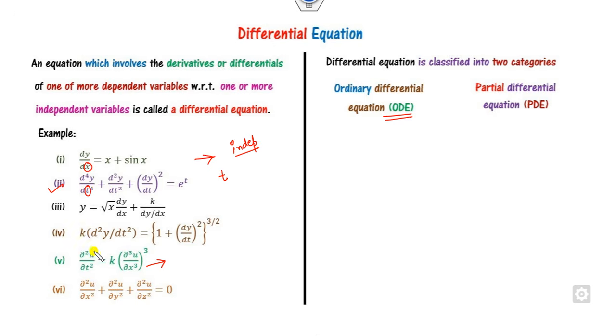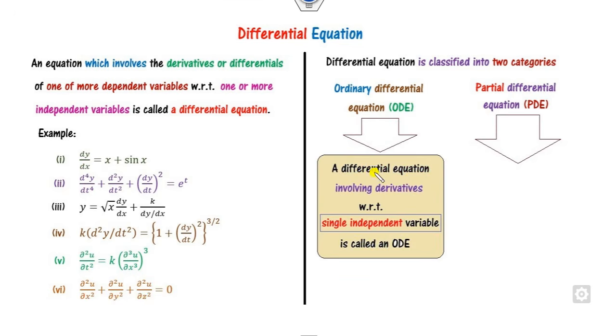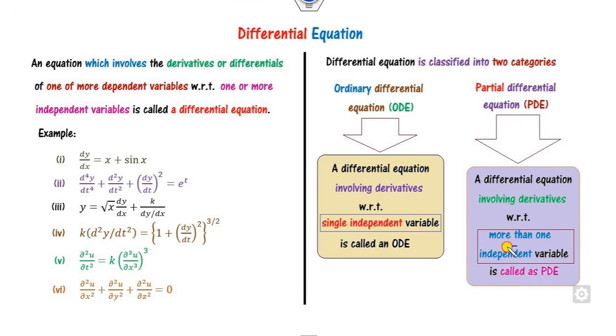While in this case, how many independent variables? There are two independent variables: one is x, second is t. In this case, there are three independent variables: one is y, second is x, third is z. So based on this nature, we can classify as ODE and PDE. Any differential equation which involves the derivative with respect to a single independent variable is called an ordinary differential equation, and when it consists of more than one, it is called a partial differential equation.